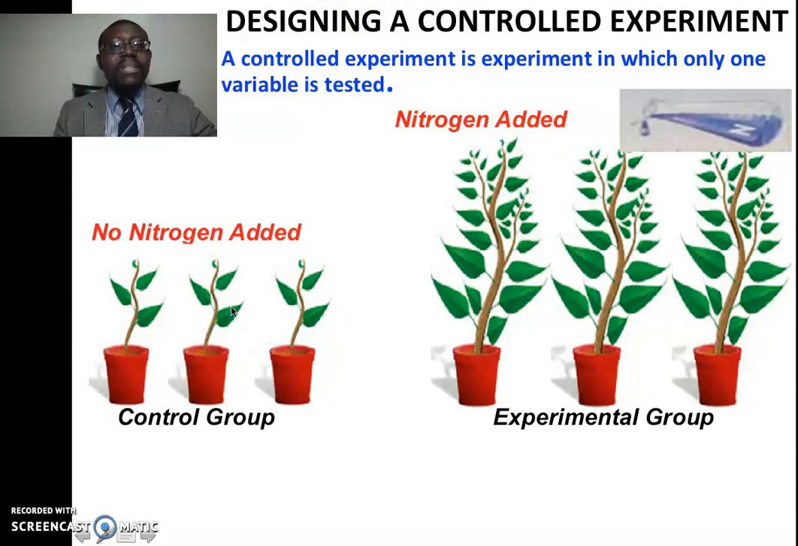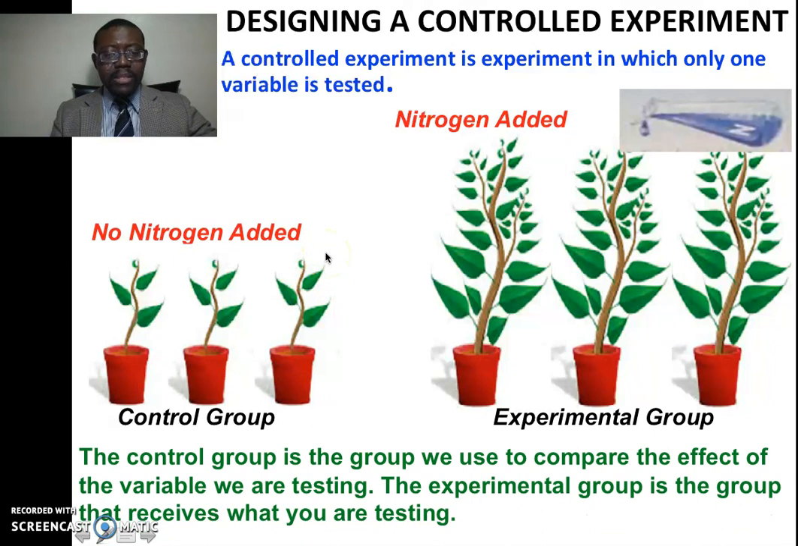The control group is treated the same way as the experimental group. The only difference is that in the control group, the variable that we are testing, we don't add it. But in the experimental group, we add the variable that we are testing so that we can see its effect. The control group is a group that we use to compare the effect of the variable we are testing.